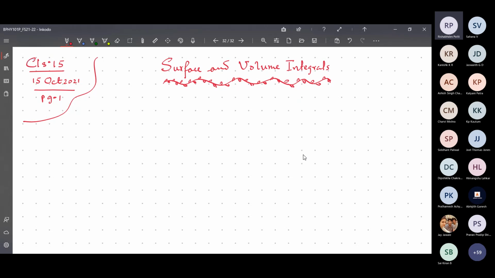So we'll start with the surface and volume integral, but before we start, we will start with an easier motivation to study this thing.